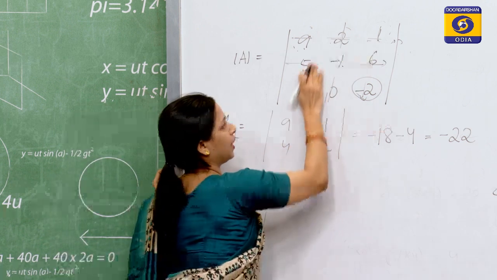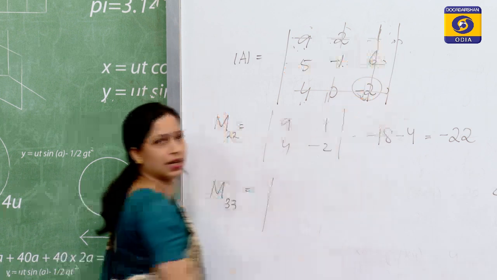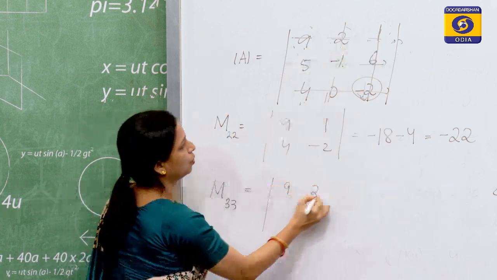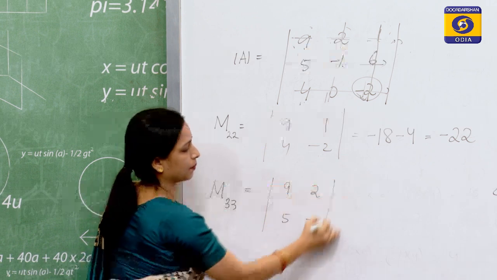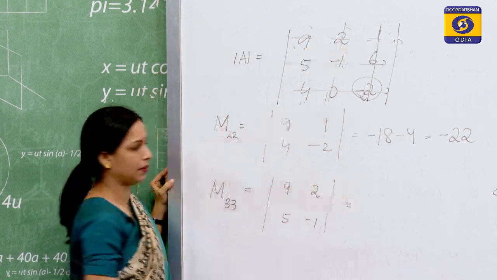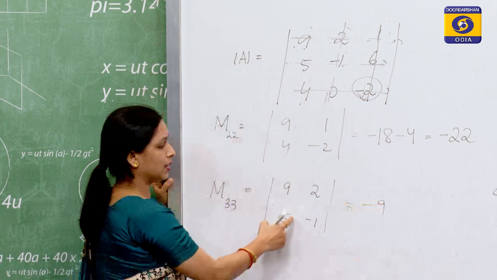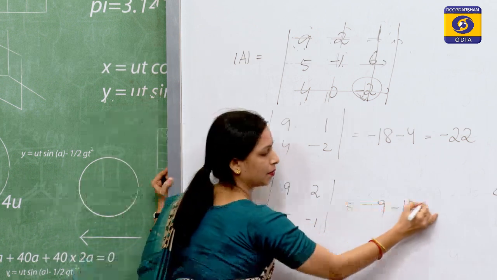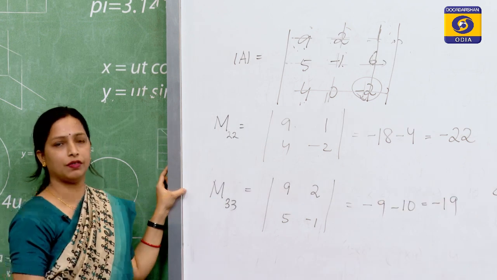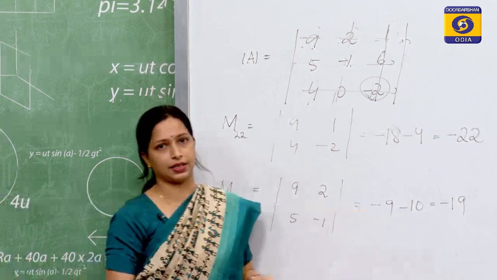So, what do I do? I delete the row and the column in which it exists and the resultant, the second order determinant, 9, 2, 5 and minus 1, right. What do we do? 9 into minus 1, that is minus 9, and minus 2 into 5, so minus 10. So, the minor of A33 is minus 19, right.